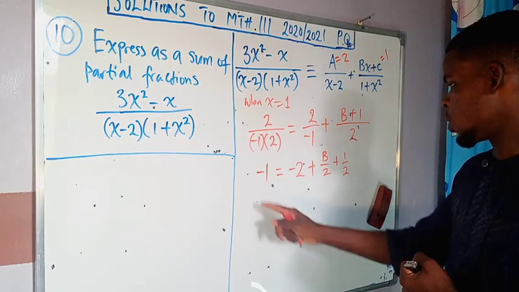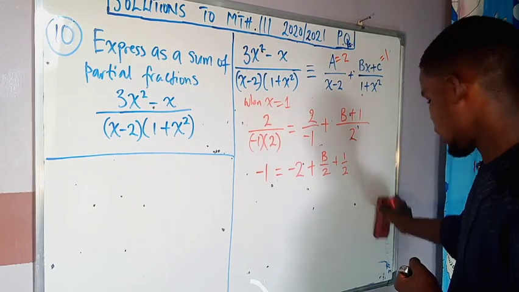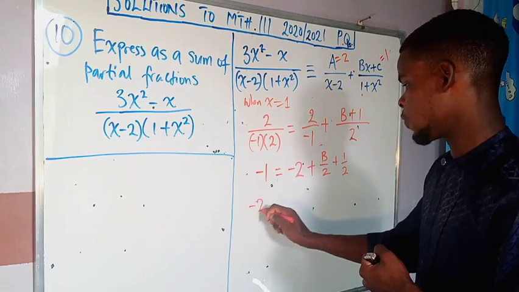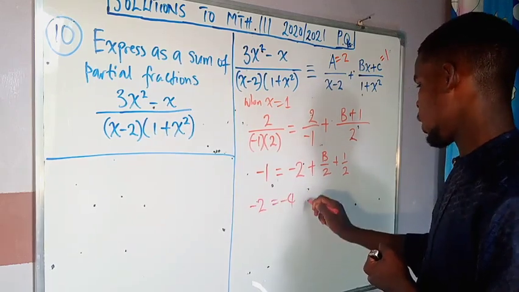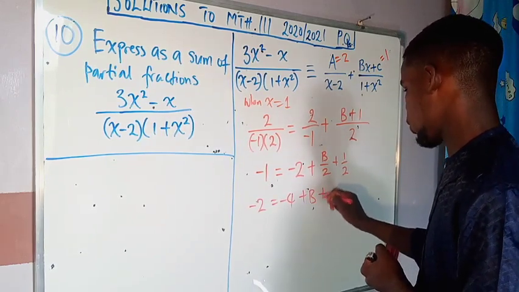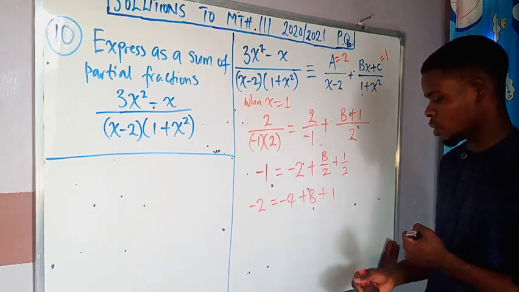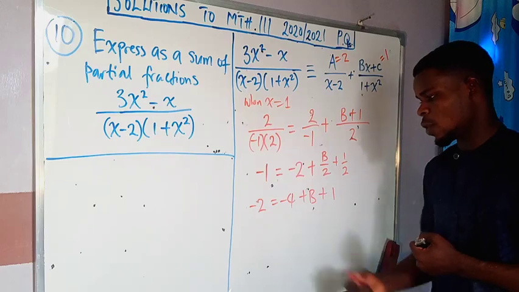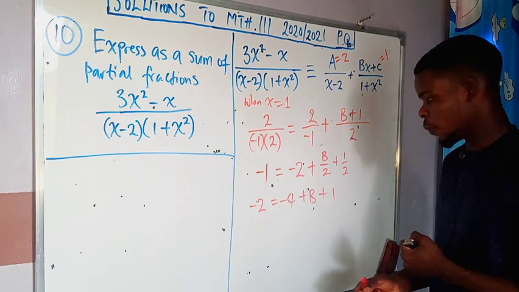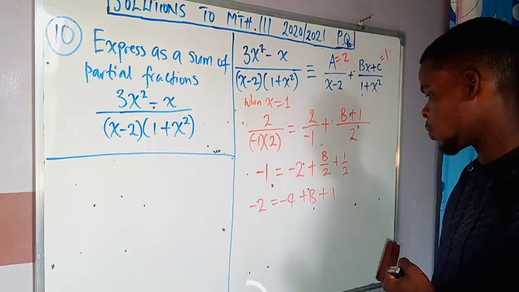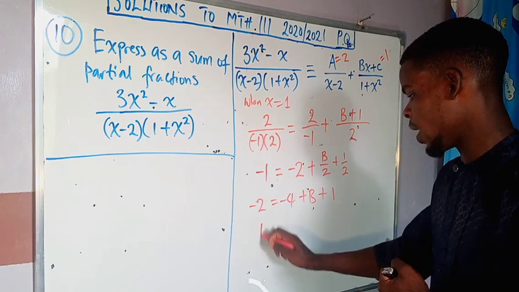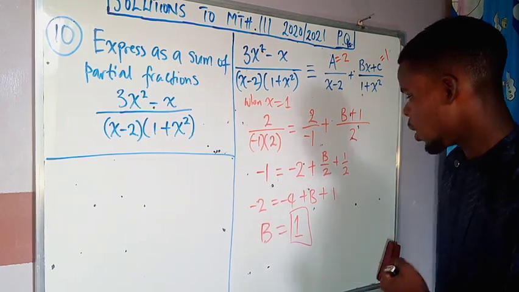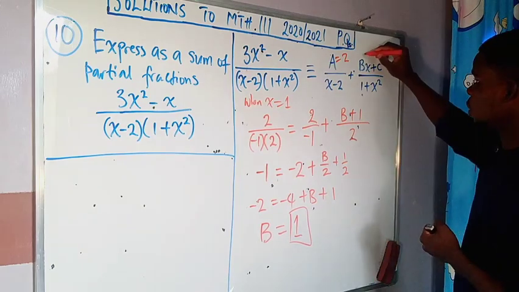Okay, the next thing I'll do is to try and multiply both sides throughout. I'll multiply throughout by 2. We're going to have negative 2 to be negative 4 plus b plus 1. So we can just add the whole numbers and then we'll get our value for b. So you notice this is negative 2. If we add 4 to that, we're going to have positive 2, and then we subtract 1 from that, we're going to have positive 1. In fact, that tells us that b, in fact, is equal to 1. Okay, that's very nice. So that is the value of b.